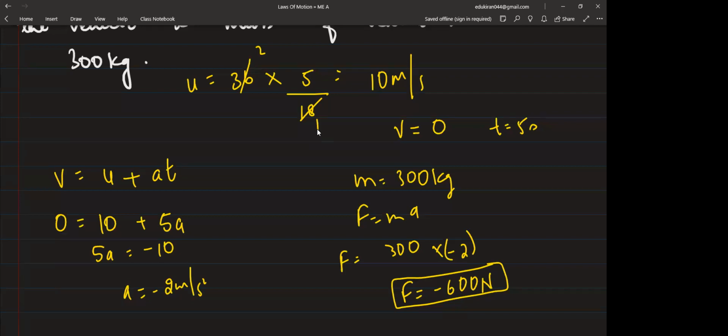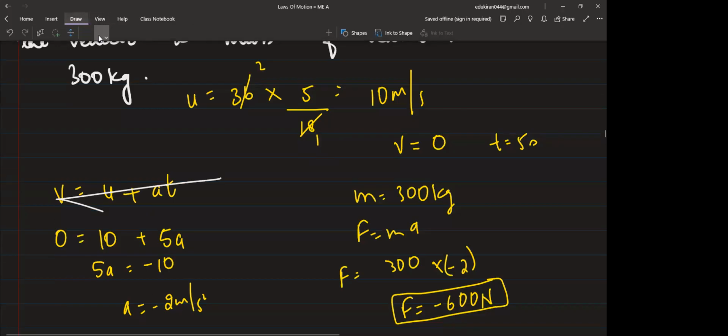So V is equal to U plus at. Now, the problem is that we have the initial velocity, but for force, we require mass into acceleration. Mass was given in the question, 300 kgs. But acceleration wasn't mentioned. So other data was provided to calculate acceleration first, like V is equal to U plus at here.